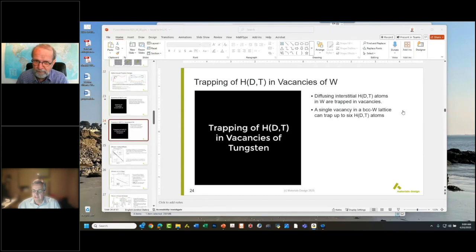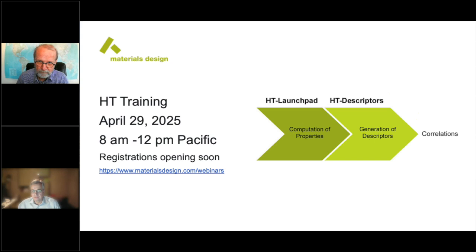And again, I'll just add that the training that Kathy already mentioned on the 29th of April also deals with how you can use, in particular, high throughput calculations within MedeA. And so for those of you interested in learning more about how that works, that's an ideal training.